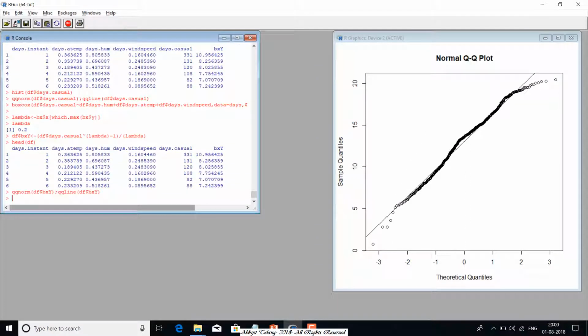We'll find out. So this is how the normal QQ plot looks, and you can see that most of the points are now lying on the line which basically identifies a normal distribution, right? So most of the sample quantiles are now matching with the theoretical quantiles, with the exception of a few outliers. So that's roughly the concept of Box-Cox.